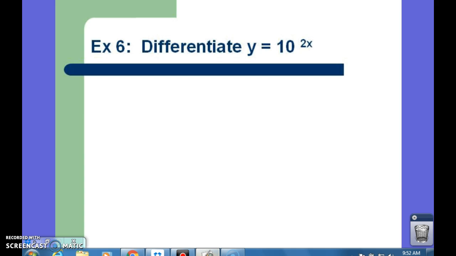So, remember, you keep it, times the derivative of the 2x. What you could do is just treat this, it's hard to even clean it up algebraically.